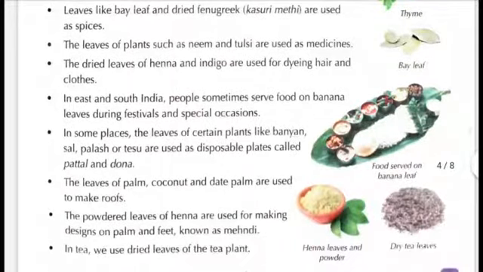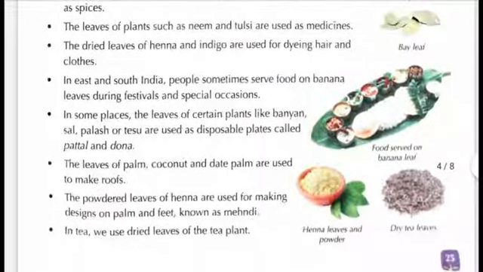In East and South India, people sometimes serve food on banana leaves during festivals and special occasions. In some places, the leaves of certain plants like banyan, sal, palas or tesu are used as disposable plates called pattal and dona. The leaves of palm, coconut and date palm are used to make roofs.